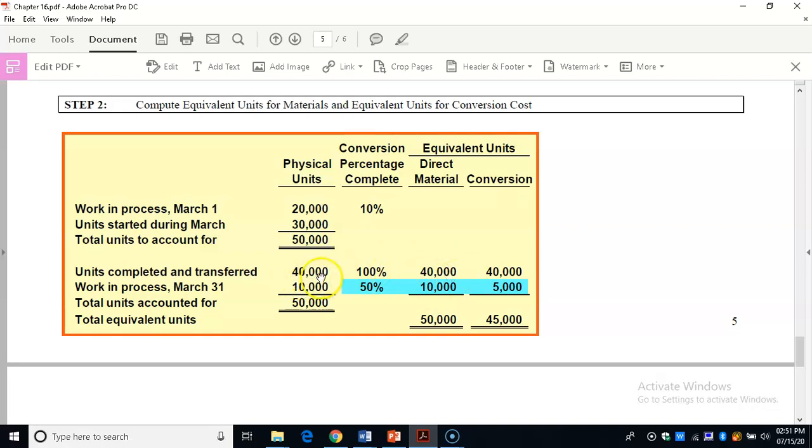Again, we have 40,000 physical units. They have 100% of the conversion costs in them. So how many equivalent units for conversion cost do we have? It's 40,000.